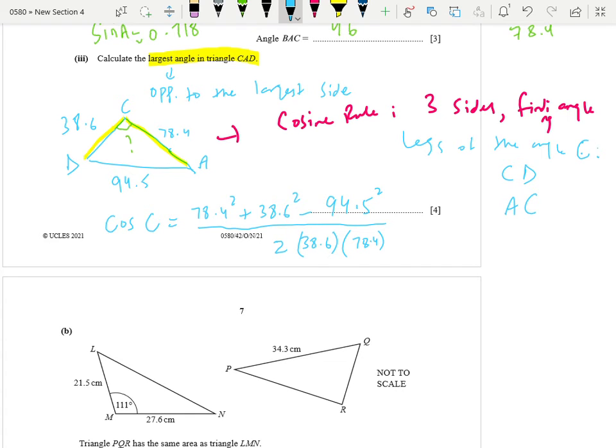So the rest is the calculator's job. Do not forget to take the cosine to the other side in the next step, so that you would have cosine inverse of your answer from the previous step. That would give you your final answer. Let me put it on the calculator.